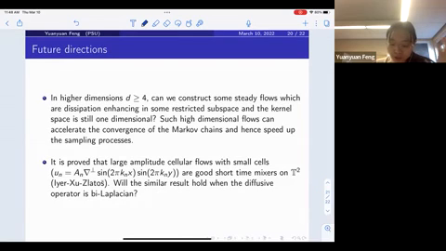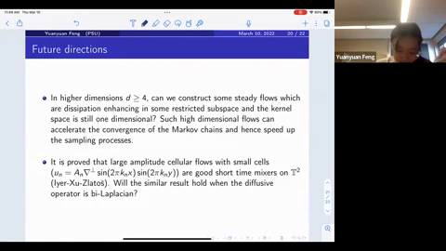Why are we interested in this? Because we want to apply such high-dimensional flows to the sampling process. We want to use these easily constructed high-dimensional flows to accelerate the convergence of Markov chains and speed up the sampling process.